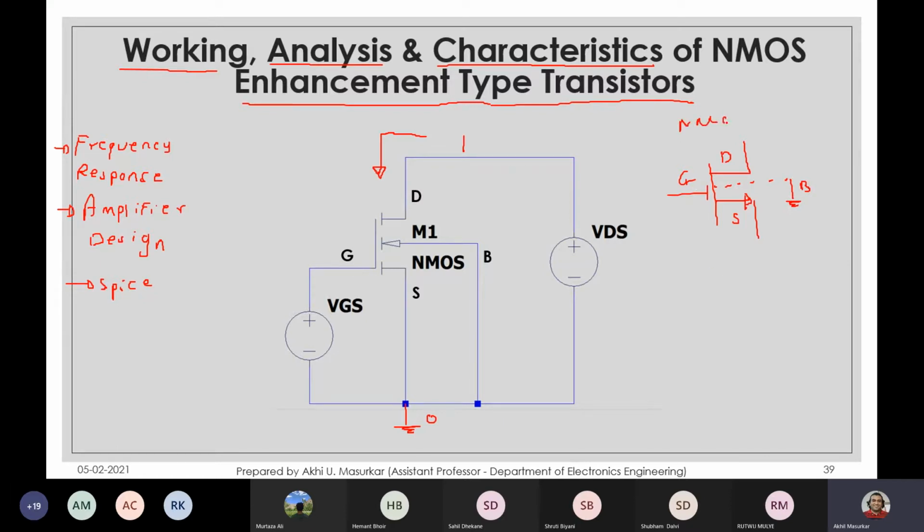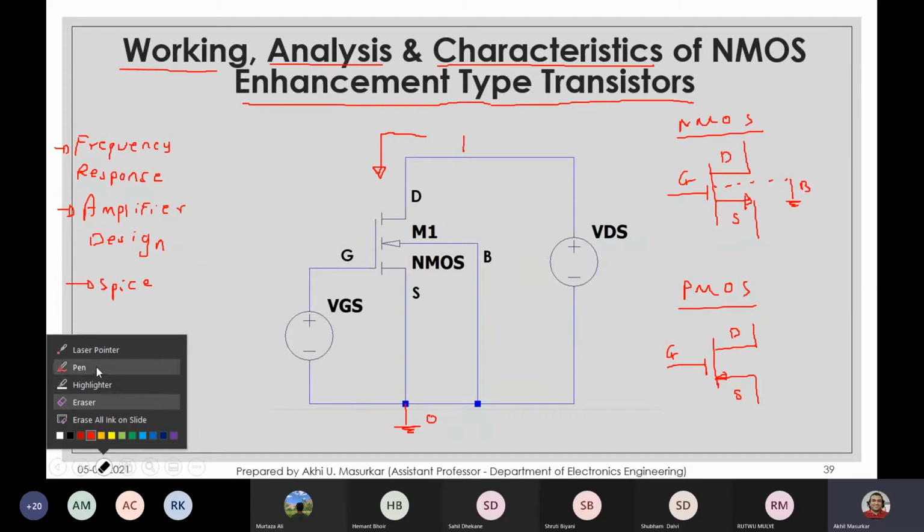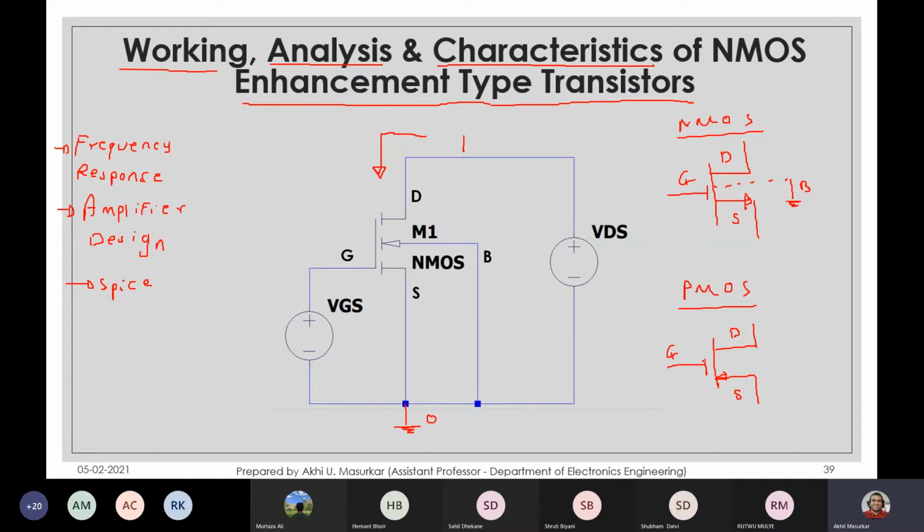Now this is going to be for the PMOS. I will just draw it here. Again the same thing. This time this will be my source, drain and gate, and the arrow is pointing inside for the PMOS. Some books will also put a bubble here for the PMOS, but an arrow pointing in is sufficient to tell us that this is a PMOS.